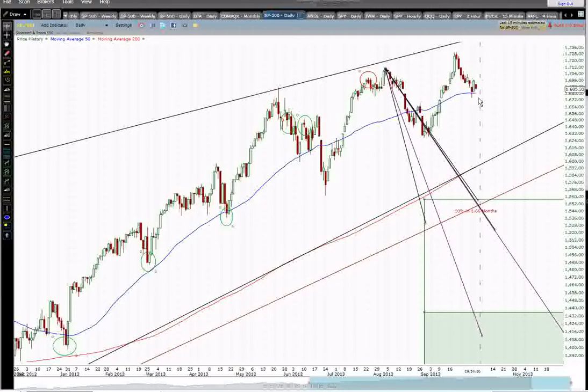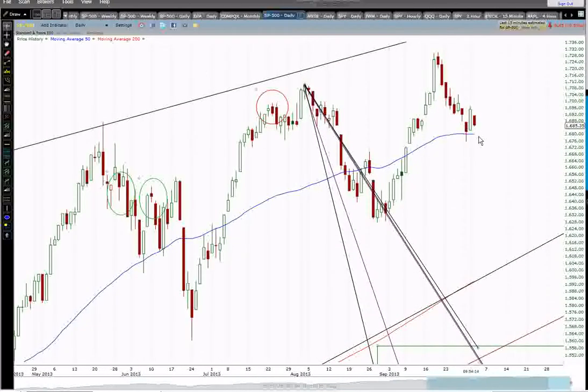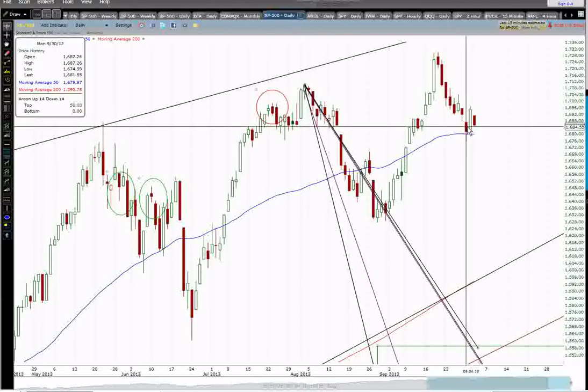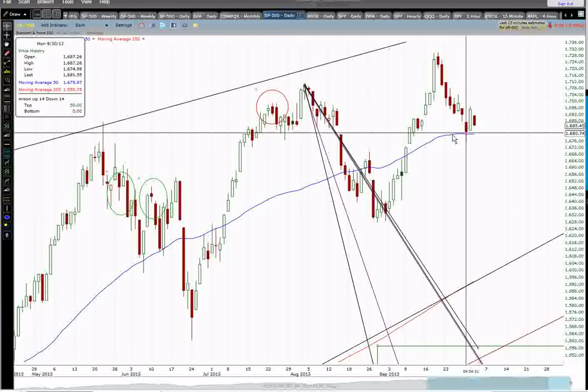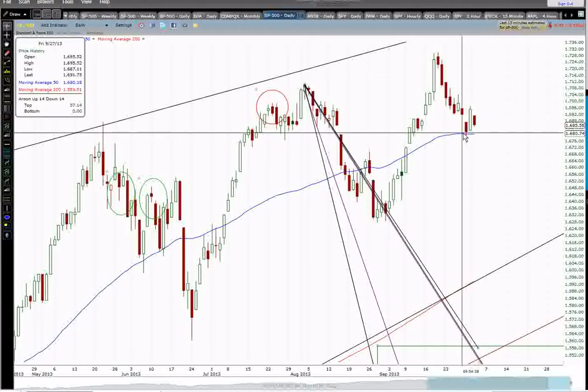So here's the basic setup. If we look at the S&P 500, this is the S&P 500 cash index, and the blue line is the 50-day moving average. On September 30th, last week on Friday, price came down, touched the 50-day moving average, came back above it, and closed above it.